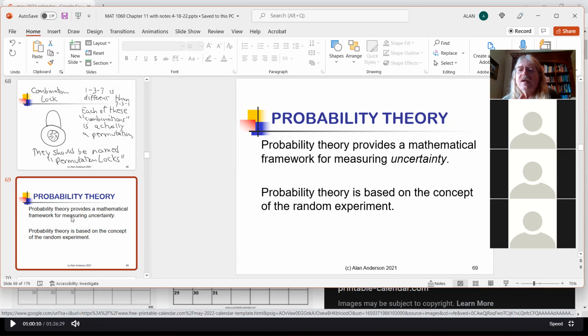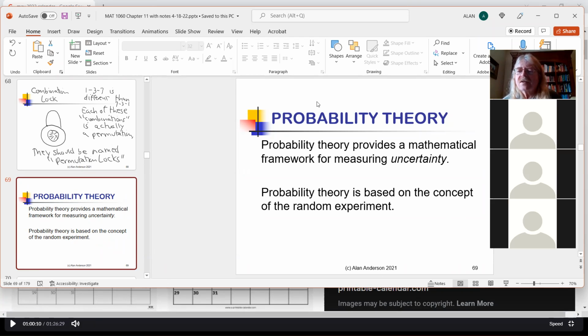Okay, ultimately, the point of statistics is to help us understand what's happening in the real world. So the focus is a little bit different, but it's still math. It's just a different kind of math. But anyway, let's look now at our probability theory discussion.